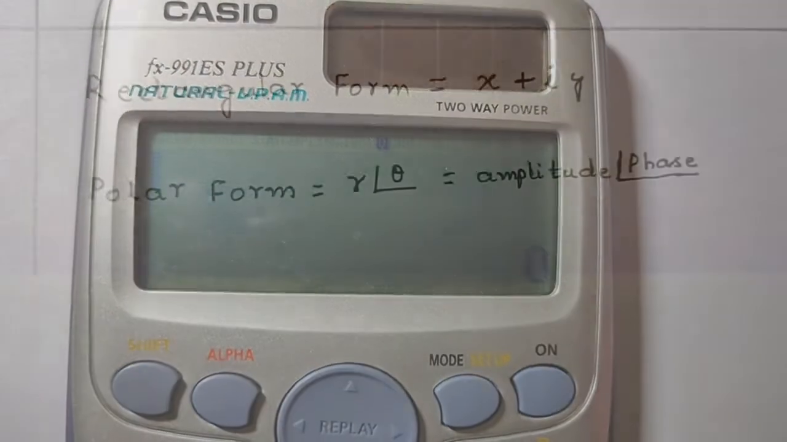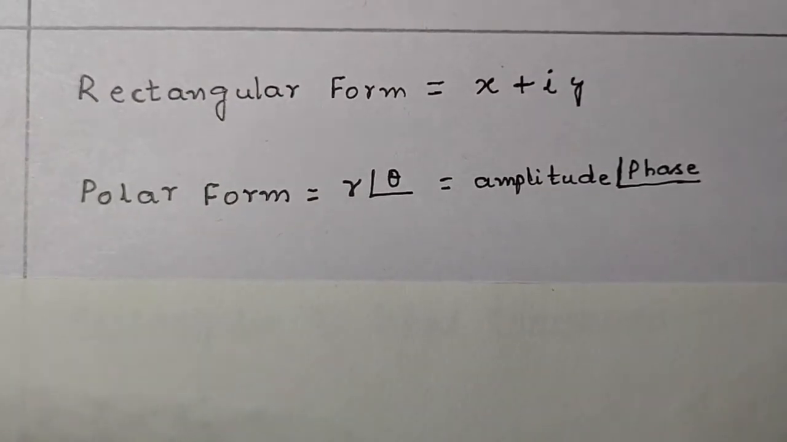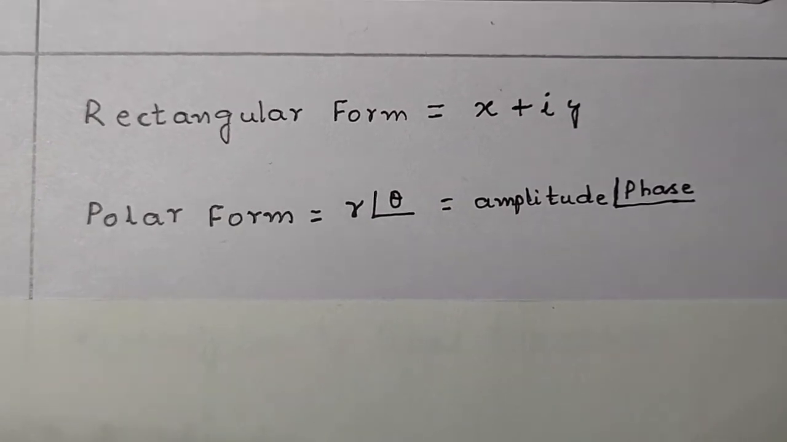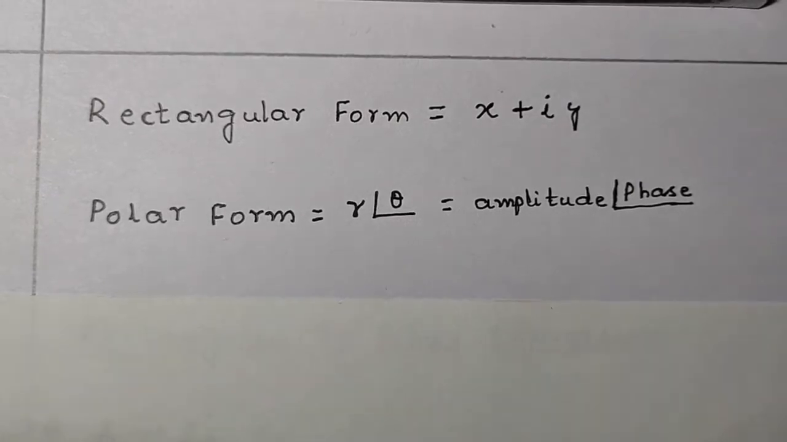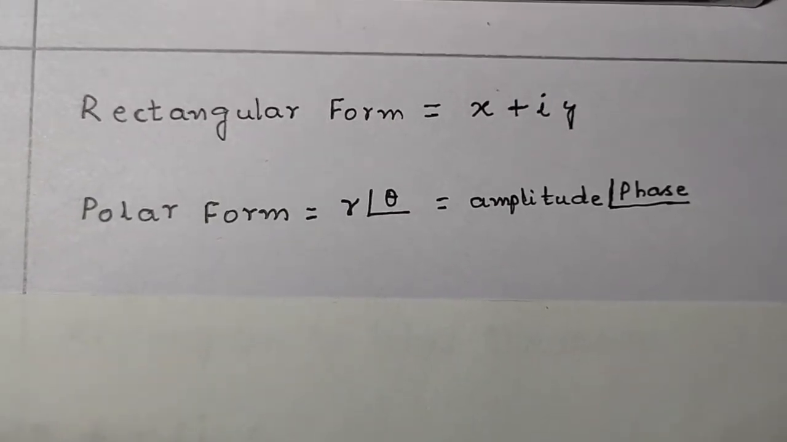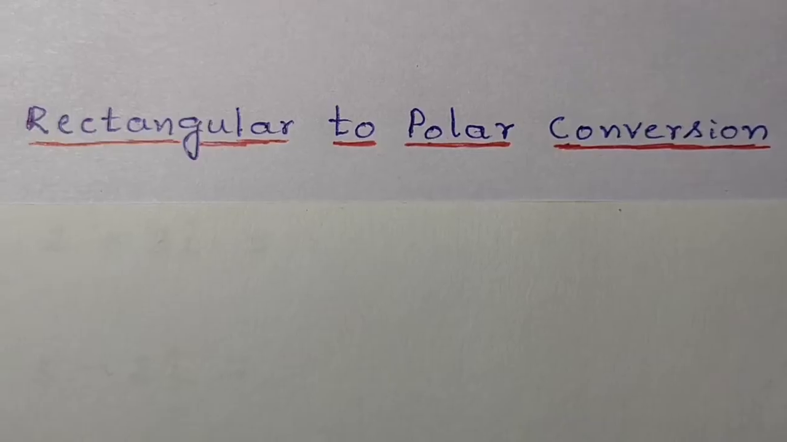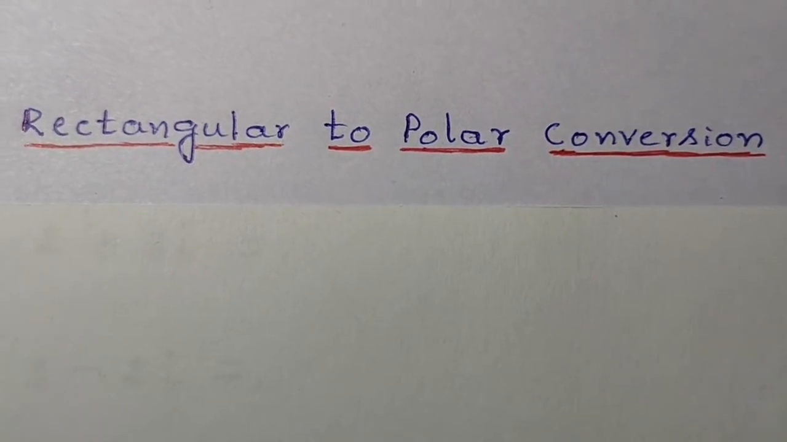Let us first go through the representation of rectangular form and polar form. The rectangular form is given by x plus iy. The polar form is given by r at an angle of theta, where r represents the amplitude and theta represents the phase part of the representation. So first let us take rectangular to polar conversion.